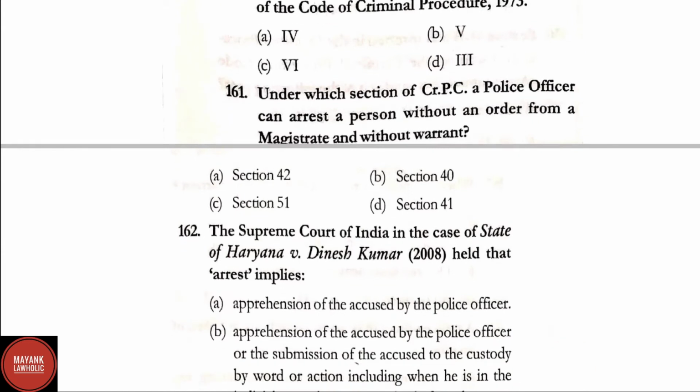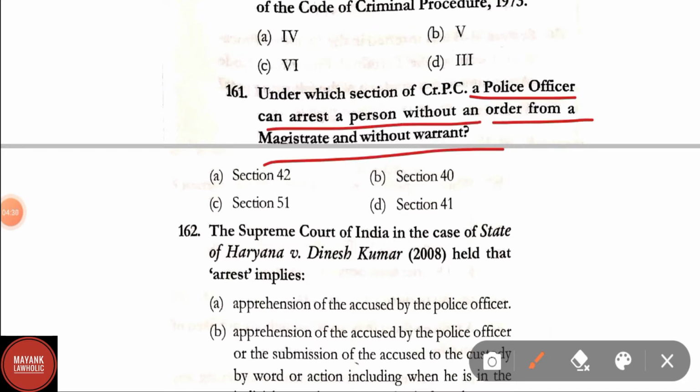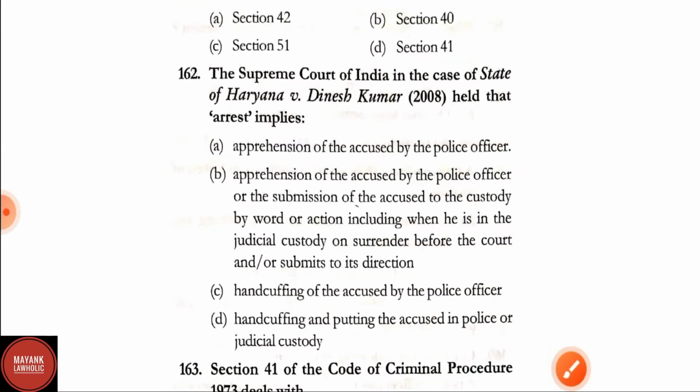Question number 161. Under which section of CrPC can a police officer arrest a person without an order from a magistrate and without warrant? Police officer can arrest any person without an order from a magistrate and without warrant under section 41 of CrPC.